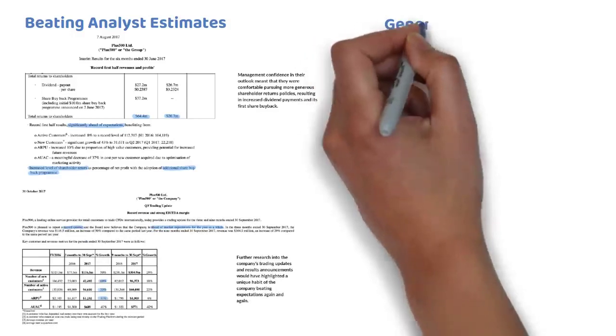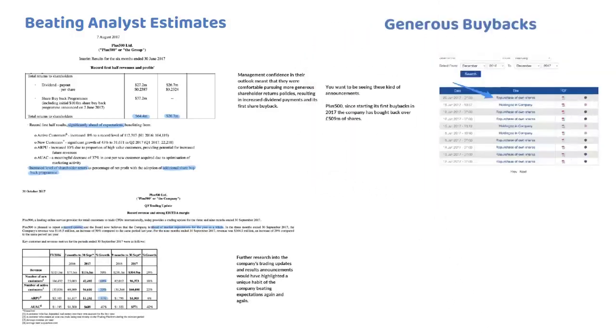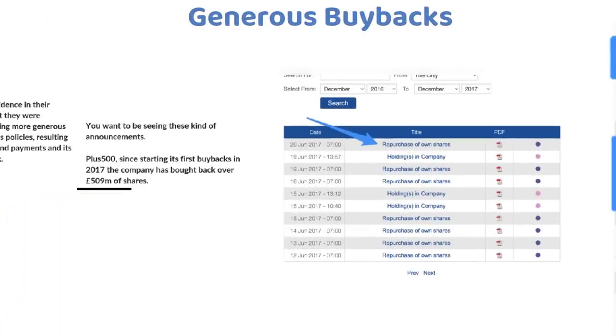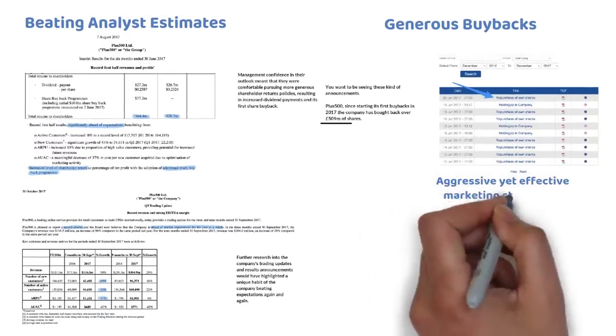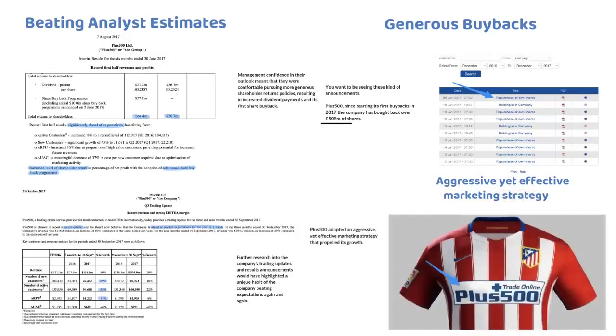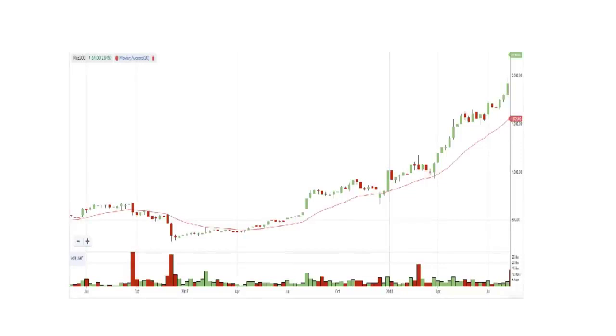The management's confidence also percolated into generous buybacks, amounting to £509 million since 2017. The company also adopted an aggressive yet effective marketing strategy that propelled its growth. In a nutshell, the company displayed robust quality fundamentals, excellent growth and valuations, expectation-beating results, and regular share buybacks, making it a perfect quality and value stock to be included in the portfolio. The stock also followed suit and more than doubled in less than a year.